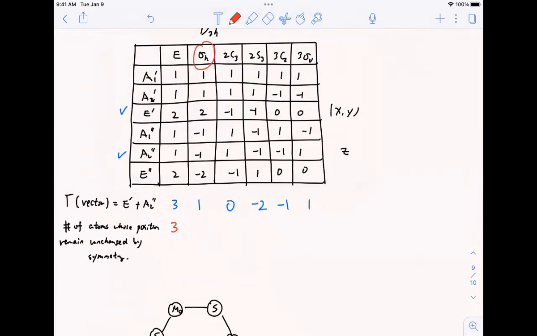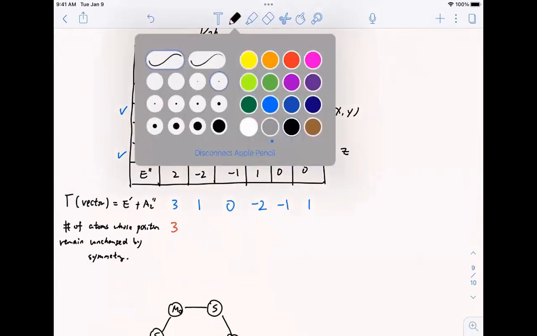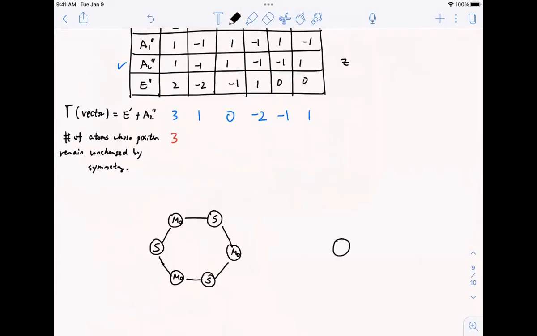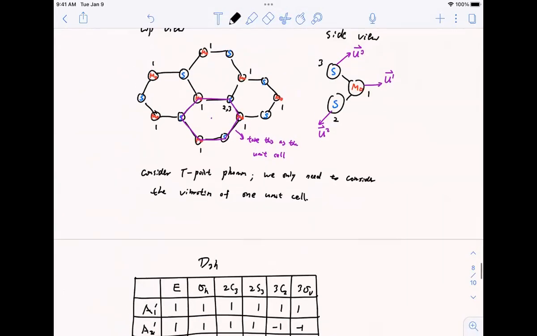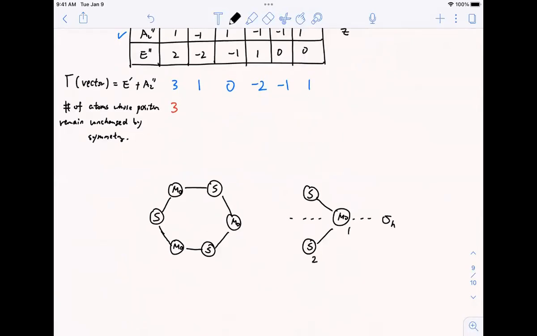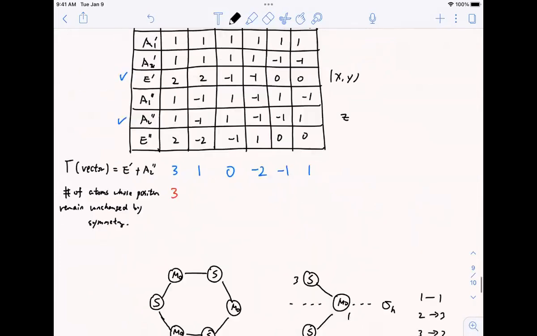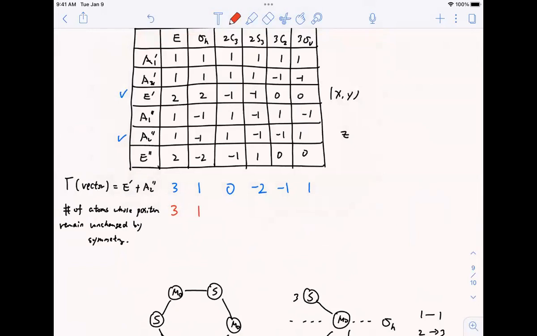So this vertical one, what you will do is you have a Mo atom, and then you have an S, you have an S. So this is the mirror reflection. So they have 1, 2, 3. For this one, 1 stays, 2 will become 3, 3 will become 2. So how many atoms remain unchanged? There's only 1. So this thing will be 1.